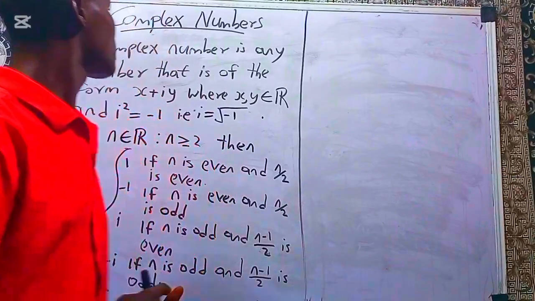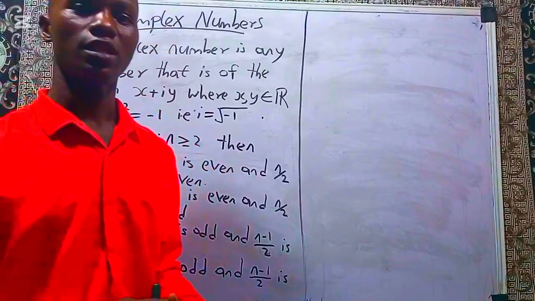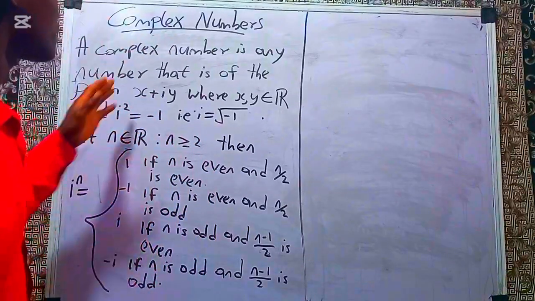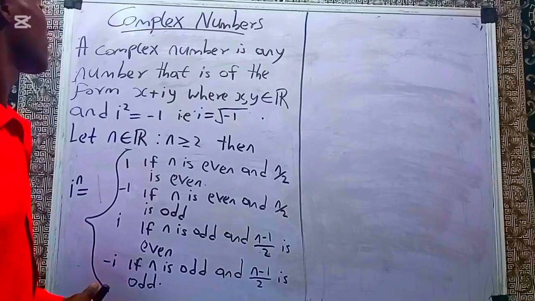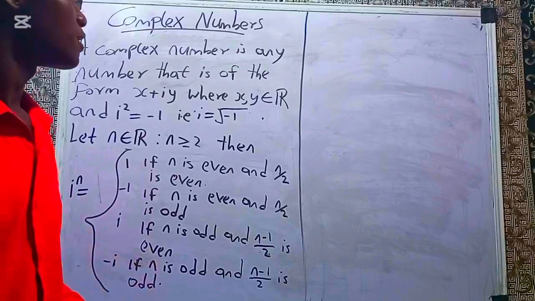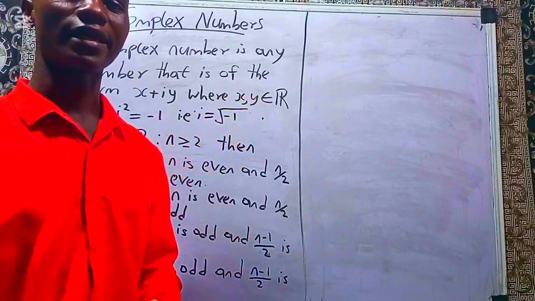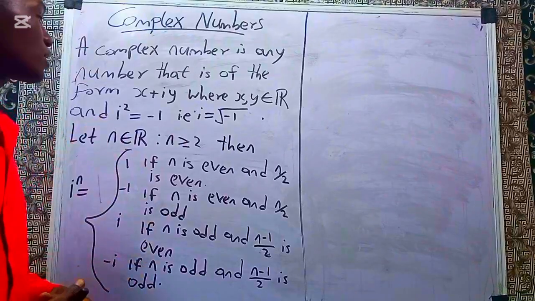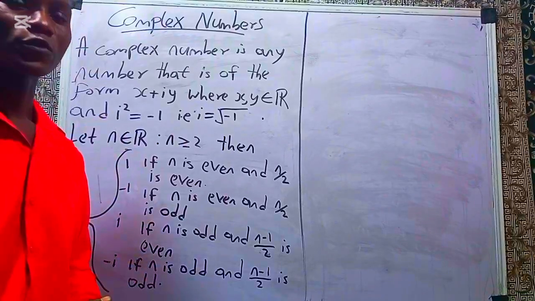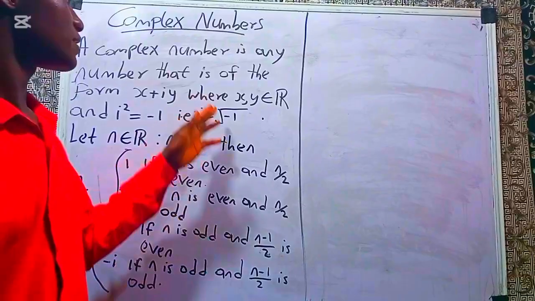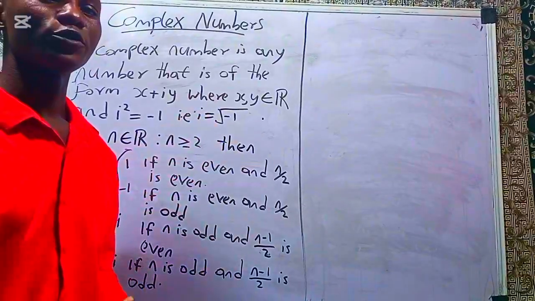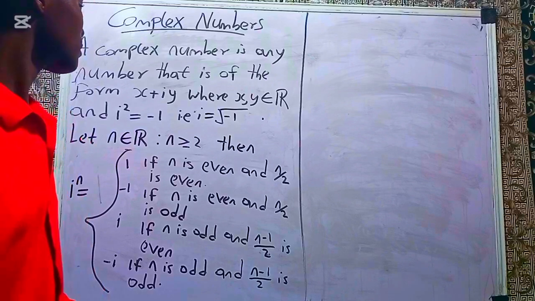Today we will be considering the topic complex numbers. A complex number is any number that is of the form x plus iy, where x and y are real numbers and i raised to power 2 is equal to minus 1. That is, i is equal to square root of minus 1. So, how do you know complex numbers?